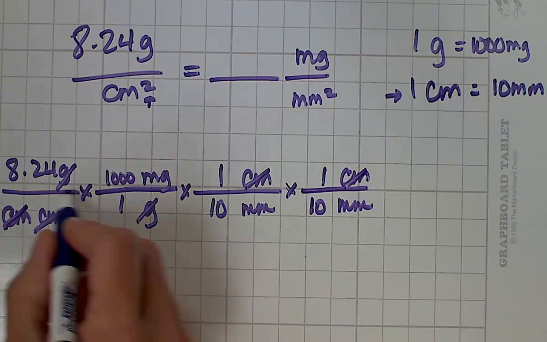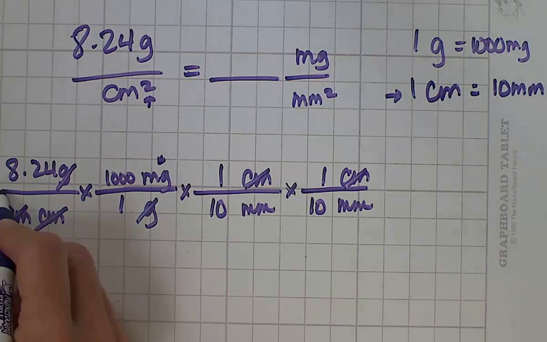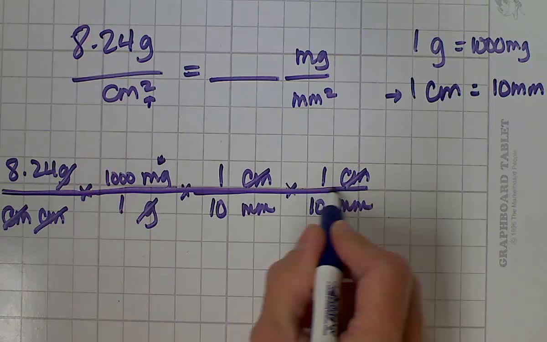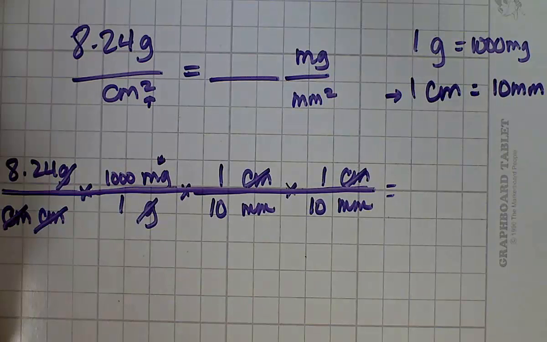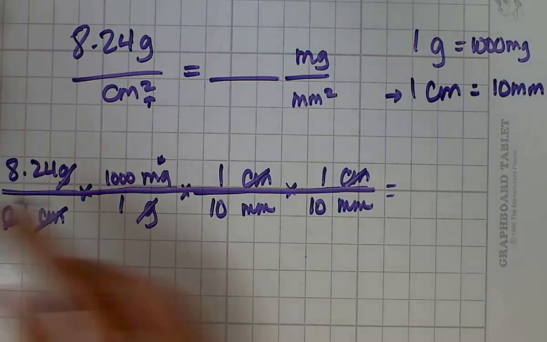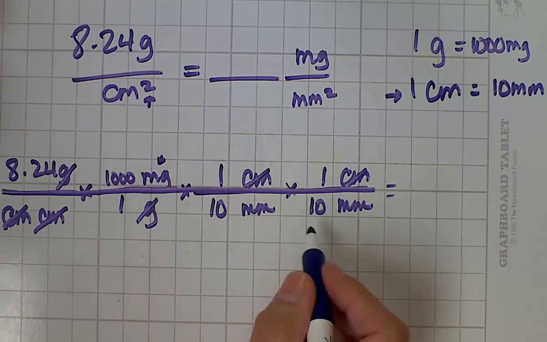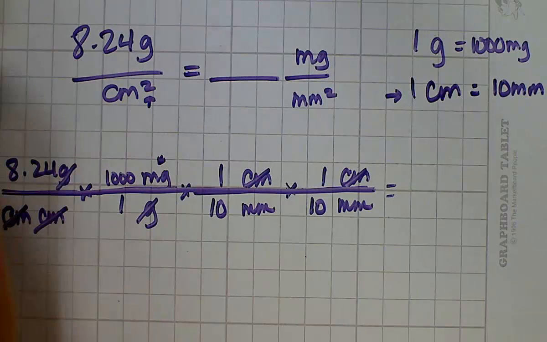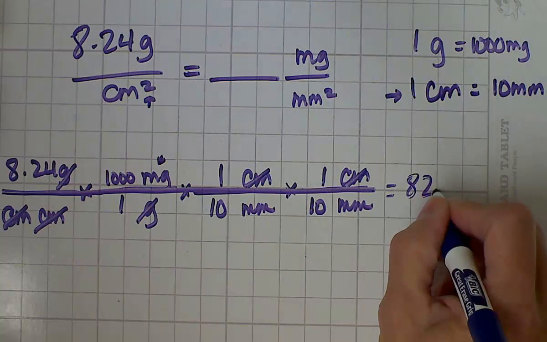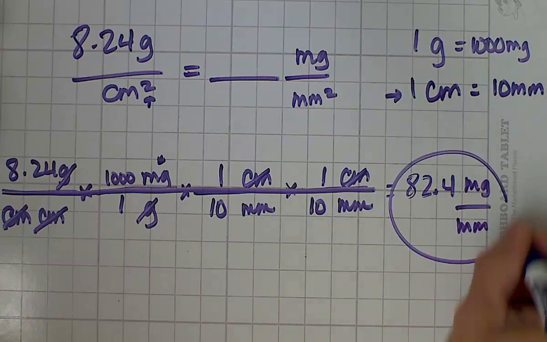And now if I look what I have left in the numerator, it's just milligrams, and in the denominator it's millimeters squared. I like to draw my line. Everything on top of the line is multiplied, everything on the bottom of the line is divided. So I take 8.24 times 1,000 times 1 times 1, divided by 1, divided by 10, divided by 10. And when I press the keys on my calculator, I find out that my answer is 82.4 milligrams per millimeter squared. And that's your answer.